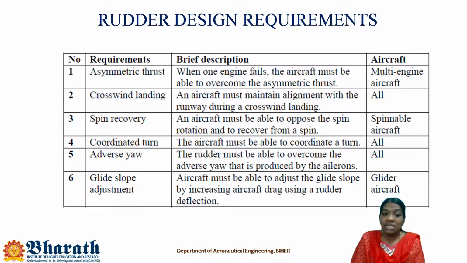The next one is the crosswind landing. Crosswind landing happens in all aircraft. During landing, because of the influence of the crosswind, the aircraft may move away from the runway. The rudder should function in such a way that the aircraft maintains alignment with the runway during the crosswind landing. Crosswind landing can be experienced in all kinds of aircraft.